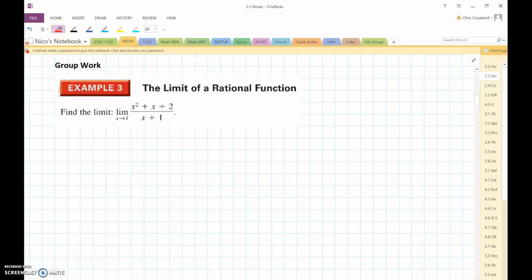All right, example 3, find the limit of the rational function. So find the limit. Again, if this was a test question, you could use whatever method you want to evaluate the limit. Typically, if direct substitution works, that's going to be the easiest method to look at. So this is the function, right? We're taking the limit of this function as x approaches 1. So first of all, let's look at this function.